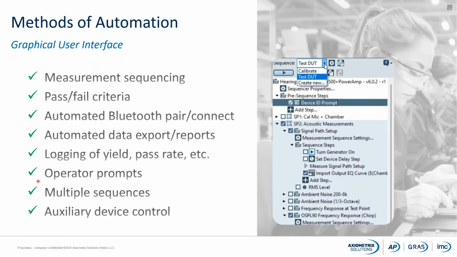You have the ability to integrate user prompts, which instruct the operator to perform some kind of action with an optional image and also text, or you can ask the operator to input some text. You can also add multiple sequences to one project. So as you can see here in this project, we have one sequence to calibrate the loudspeaker and the other to actually test the device.